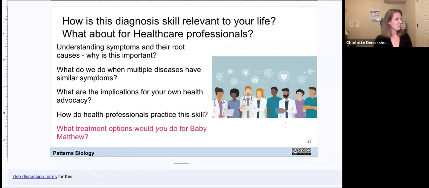And then once we find out what the end result is, once we find out what baby Matthew's condition is, we talk about the relevance of this type of process. How is it that medical professionals come to an agreement about a diagnosis on a patient, especially when it's a complicated situation? Baby's only 6 days old. How are you sure that this is what's happening? What do they do? How do they work together as medical professionals to come to these conclusions?